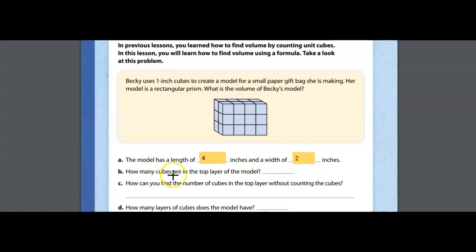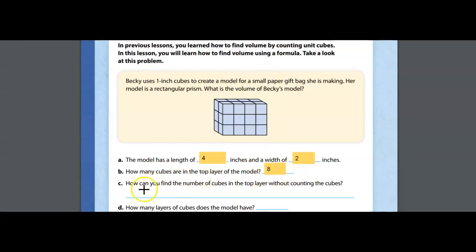Now B says, how many cubes are on the top layer of the model? So that means I need to count how many individual 1-inch cubes are on this top layer. So I see there are 1, 2, 3, 4, 5, 6, 7, 8 1-inch cubes. So there are 8 cubes on the top layer of our model.